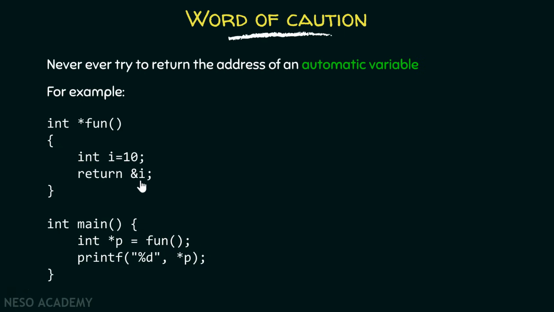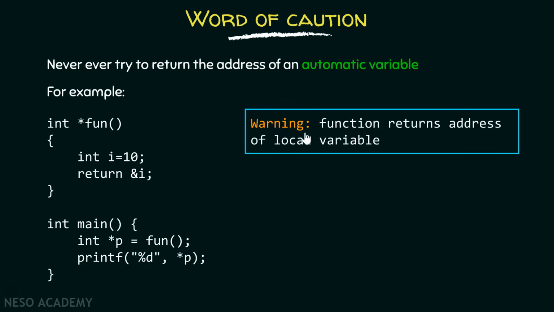But please note that after returning the address of this variable, this function gets destroyed. And the variables which are local to this function will also get destroyed. Therefore, we are trying to return the address of a variable which is already destroyed, right? So here the pointer is trying to point to an address of a variable which is already destroyed. Therefore, it is illegal and a warning message will get generated: function returns address of local variable. You can see this warning message after executing this program. Therefore, it is important for us to understand that we should never return the address of some automatic variable.